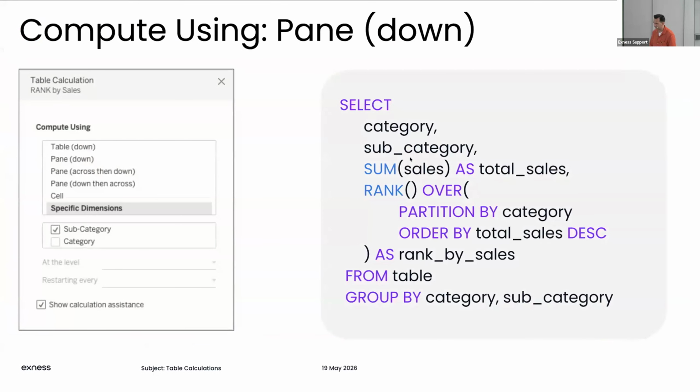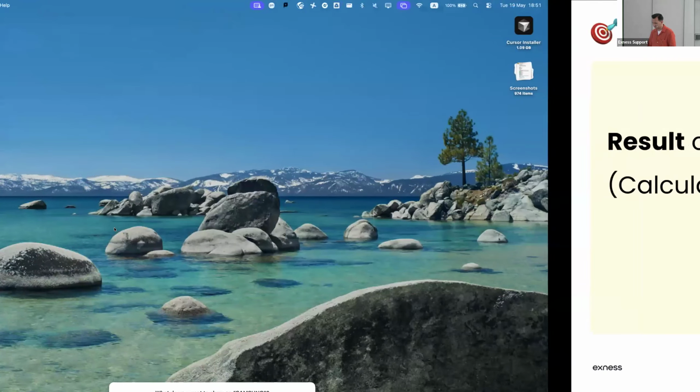Let's have a look at a comparison with queries. So for example, when I make compute using pane down, or when I manually click, we can write in SQL like this. Select category, subcategory, sum of sales, like simple aggregation, and rank, it's a window function, which is calculated above pre-calculated total sales and partitioned by category. So it's quite similar in Tableau.